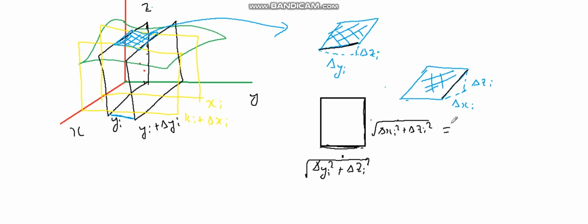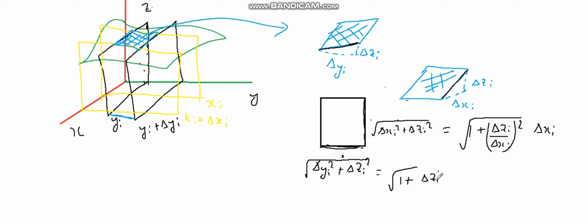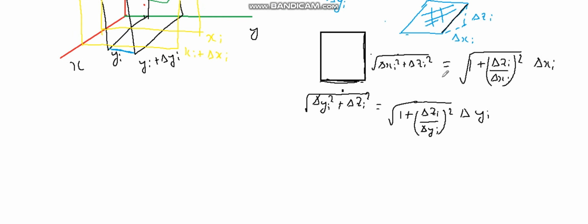We can also write it like this: take the delta x common, so we're left with this delta zi by delta xi and delta xi. In the similar way we will common out this delta yi, so we will have this equation. Right. So what will be the area? The area is delta A.